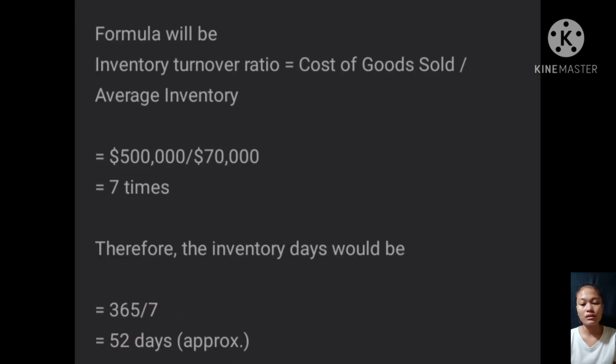The formula will be: inventory turnover ratio is equal to cost of goods sold divided by average inventory. That would be $500,000 divided by $70,000, which is equal to 7 times. Therefore, the inventory days would be 365 divided by 7, which is equal to 52 days. It is the number of days in inventory.